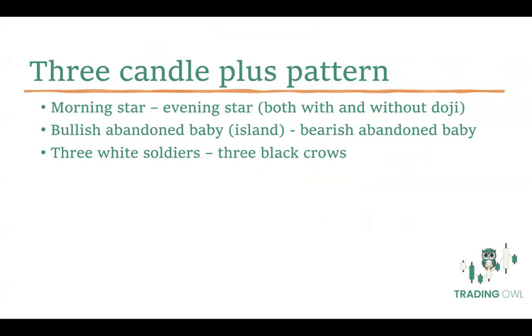The three candle patterns that we're going to consider today are the morning and evening star, both with and without doji; the bullish abandoned baby, which is also called the island reversal; the bearish abandoned baby; three white soldiers; and three black crows. Let's start with the first one.